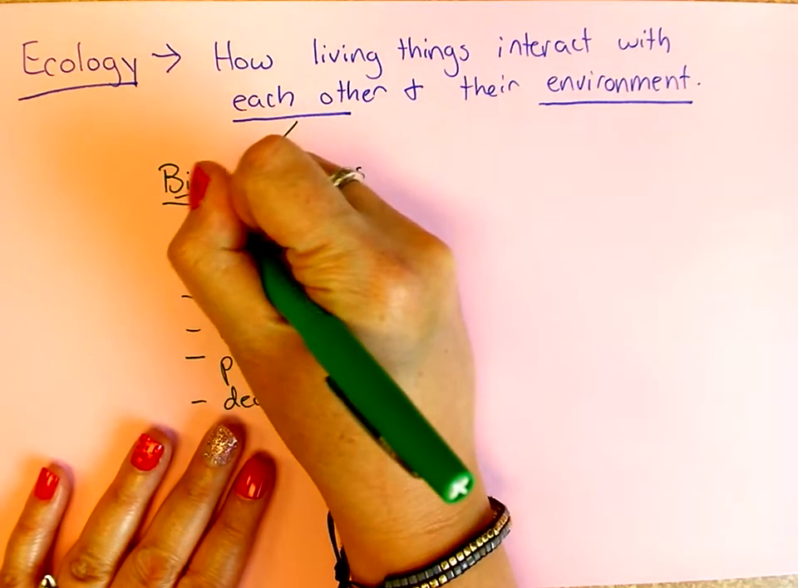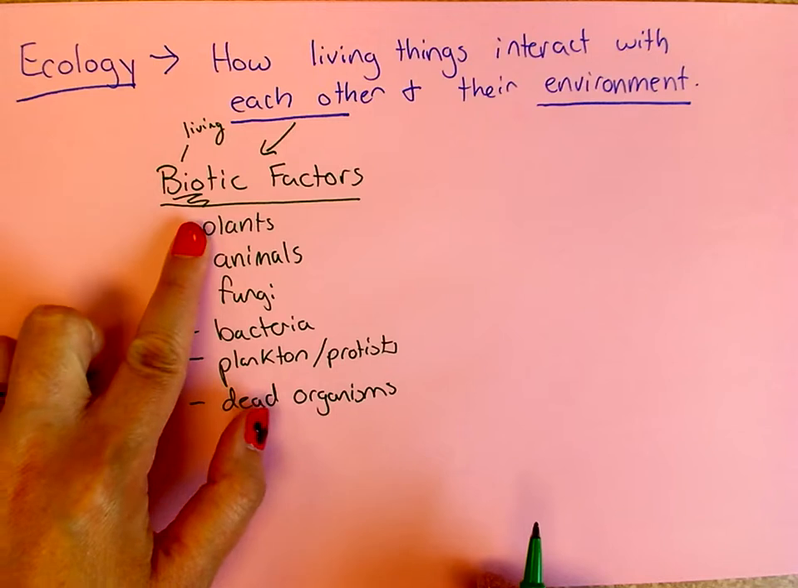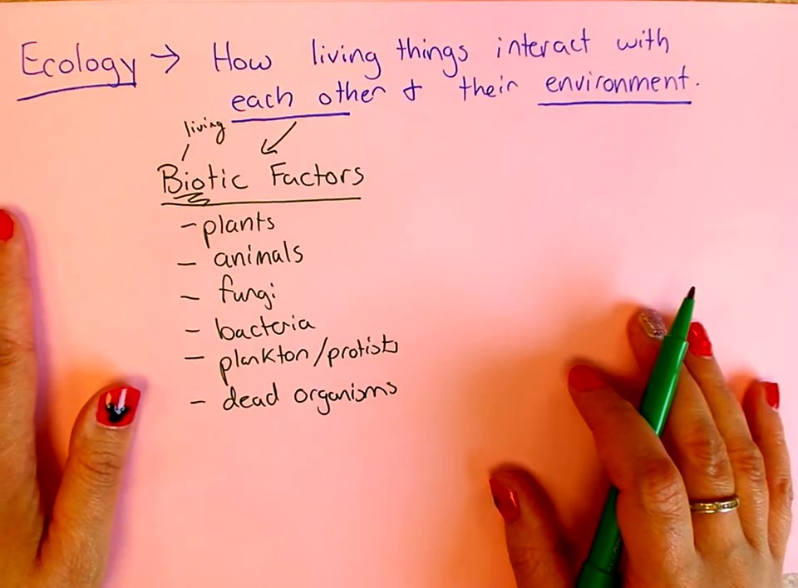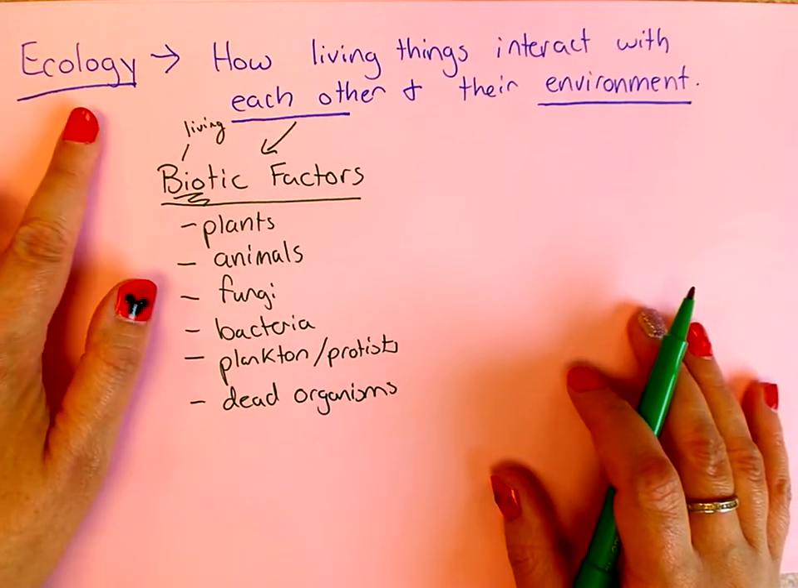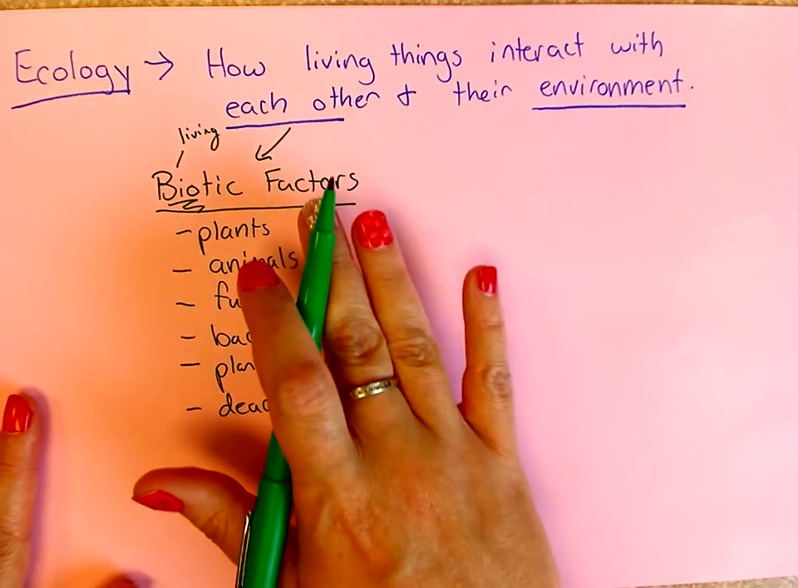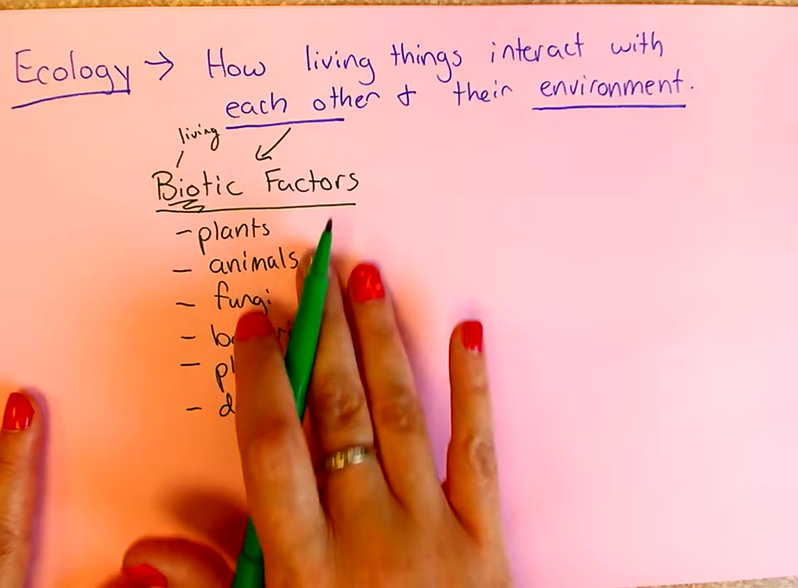Notice the word bio. The word bio means living. Anytime you see bio in front of anything, it has to do with something that's alive. So the study of biology is the study of living things. And that's actually what we're doing with ecology. That's a branch of biology. So these would be our biotic factors that are in an ecosystem.